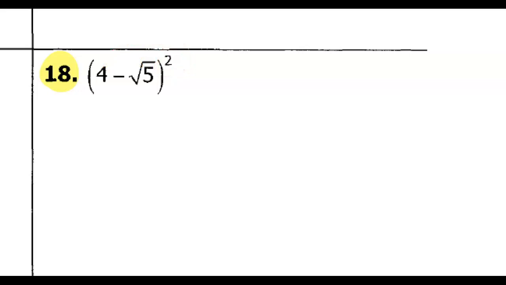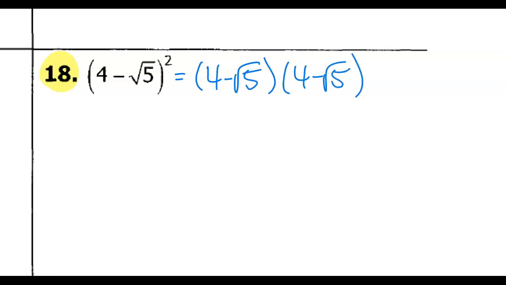What you need to do is you need to rewrite this binomial 2 times. And I already know somebody's not paying attention and they're going to forget this. Guys, when you have this squared, it means multiply the exact same binomial 2 times. When you multiply it, you're going to need to FOIL. Make sure you FOIL this.